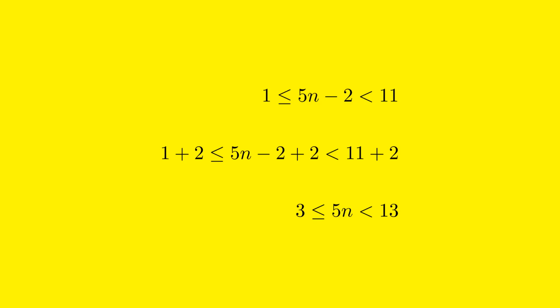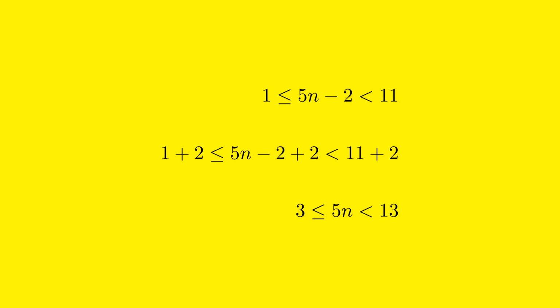To solve the inequality 1 is less than or equal to 5n minus 2, which is less than 11, we will perform operations to isolate the variable n in the middle part of the inequality. This inequality contains two parts joined by a middle section, and we will need to work on both parts simultaneously. The goal is to get n by itself in the center.